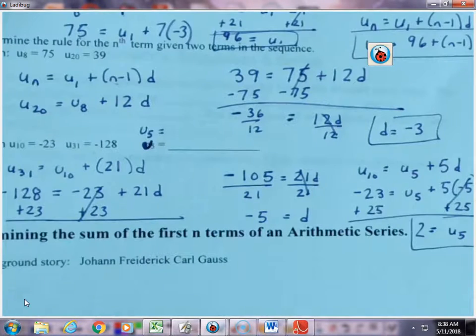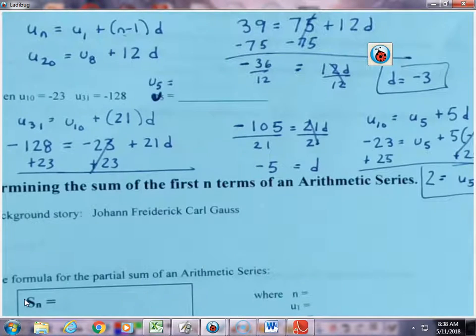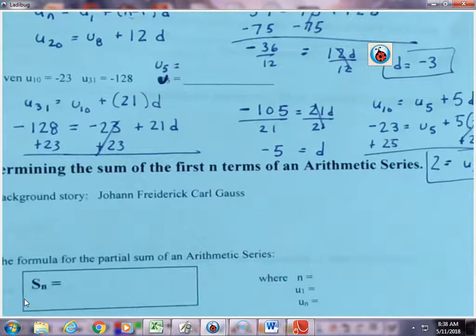How do you say his last name? Gauss. We had a debate in my house the other day about how you say it.